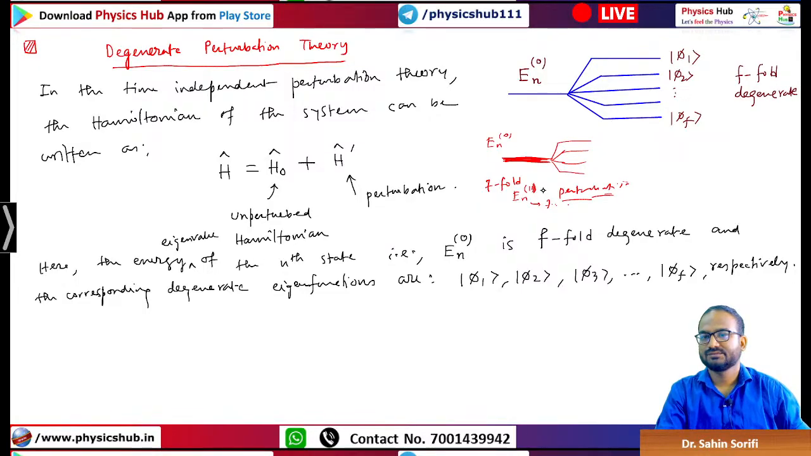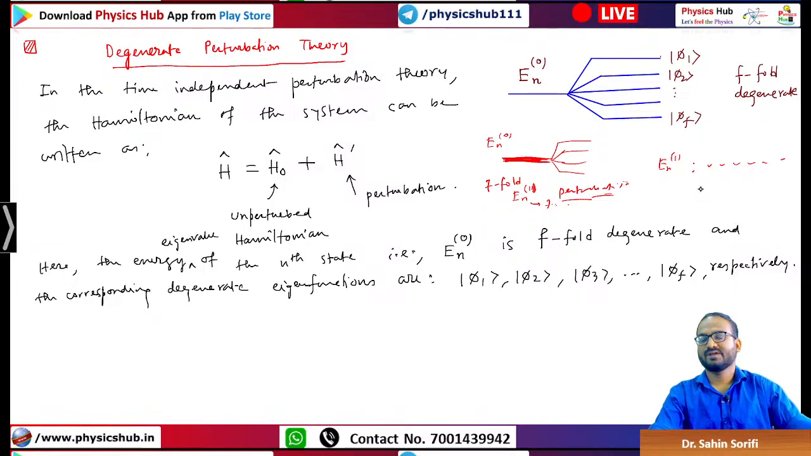Understood? So they will appear as 7 different levels. Is it clear or not? Tell me. Let us try to understand it. En0 is a single level. Now the first order correction due to perturbation, En1, is not a single level. That will give you, let's say, 7 different values.